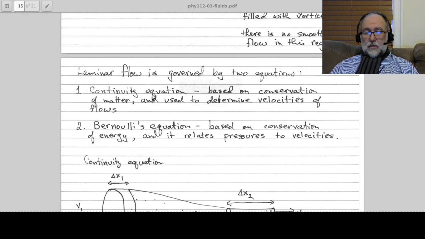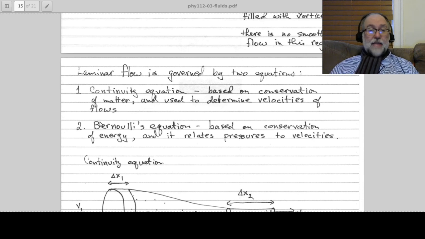One of them is known as the continuity equation. It's the first one we'll study, and it's basically based on the conservation of matter, okay? It basically says, look, if so much fluid flows into an area, then the same amount of fluid has to flow out of the area, okay? Otherwise, fluid is either being created or destroyed. And actually, this is, again, for incompressible fluids, all right? And you'll see that in a minute.